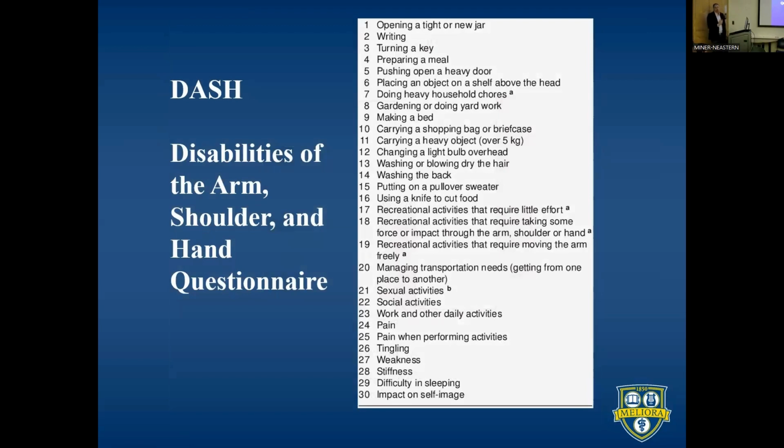This is the PRO that a lot of people use for a TOS. It's called the DASH score, and that stands for disabilities of the arm, shoulder, and hand. And it's like Oswestry disability index for us. This is what ortho basically uses for TOS. And it's a 30-point score, but it's basically like PRO type questions, like can you open a jar, can you turn a key, all these things you kind of expect for upper extremity.